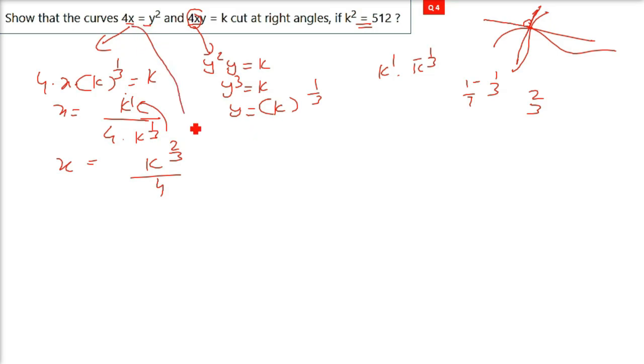So now I'm differentiating. We got the point of intersection. We are differentiating now. So 4 equals 2y dy by dx. dy by dx is equal to 4 divided by 2y, that is, 2y by 4.